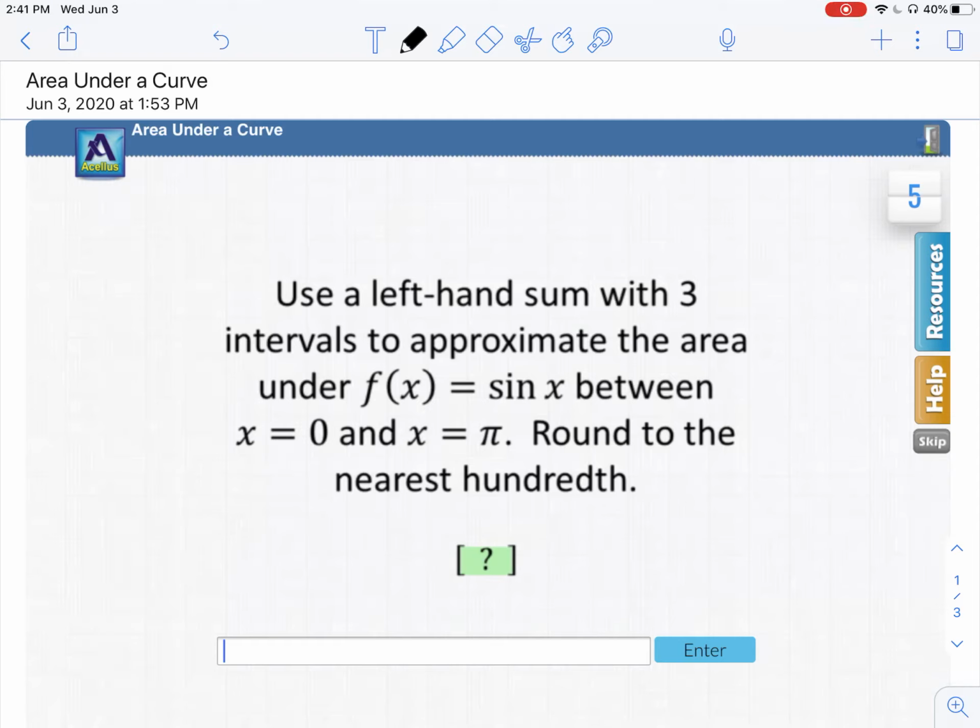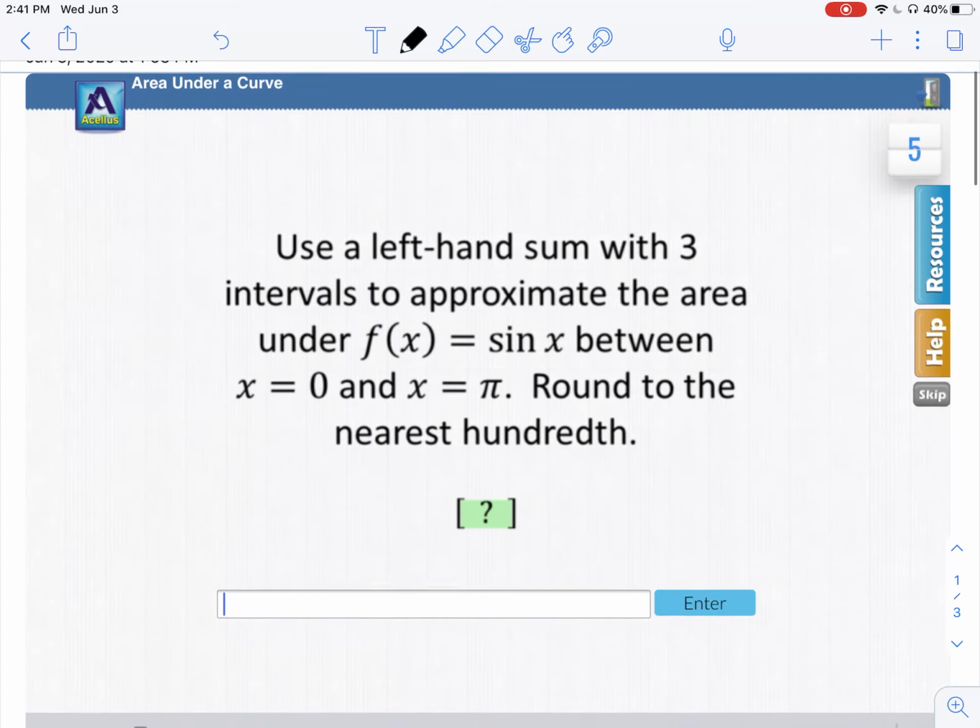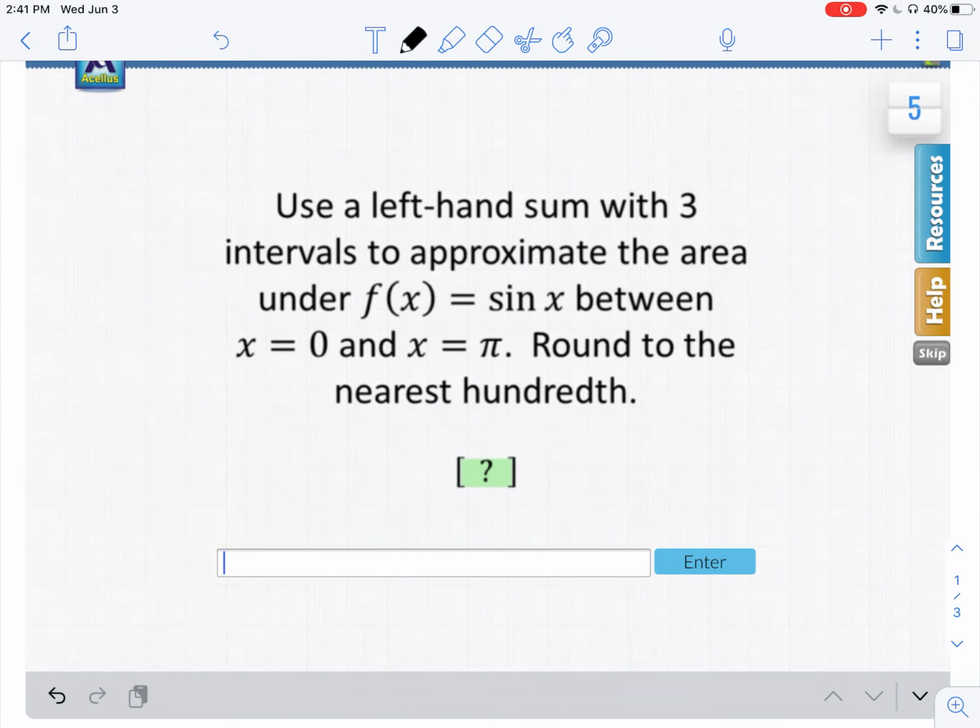Okay, I just wanted to talk through my work here on this example just because I want to make sure everything's clear. So the example is: use a left-hand sum with 3 intervals. So from the videos, another way to think of intervals would be the rectangles. How many rectangles are we going to use? So we're going to use 3, and we're approximating the area under f of x equals sine x between the interval x equals 0 and x equals pi. So our interval is between 0 and pi, and we're going to use 3 rectangles.